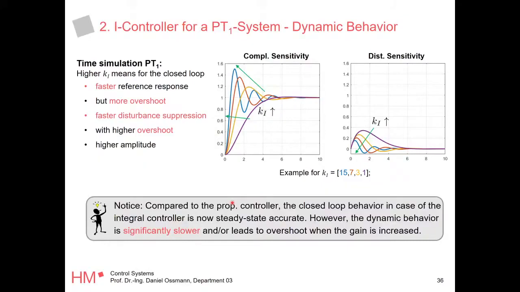So if we compare that to the proportional controller, it's now steady state accurate, right? We get to 1, that's what we want. We get to 0. However, it's significantly slower. If you would compare this, the x-axis, you will see it's slower. We cannot turn up that gain.